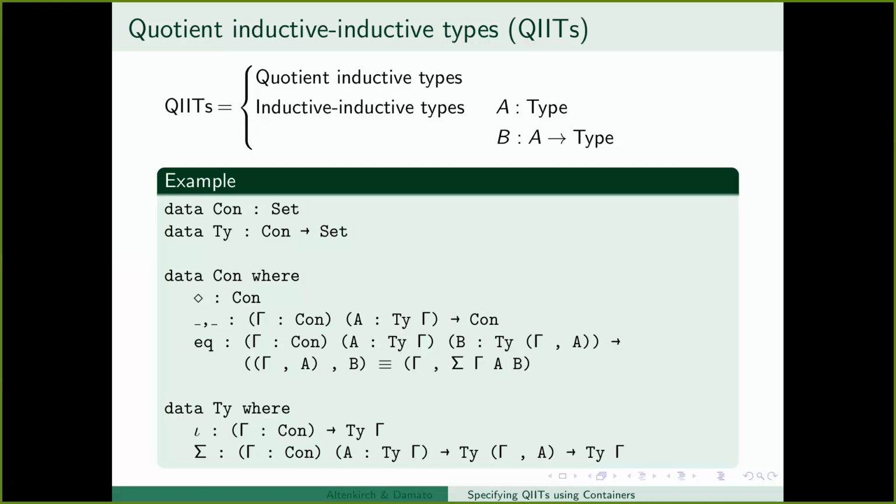So these are quotient inductive types, and what we'd like to do is to have a theoretical understanding in a similar way that we have for other classes of inductive types. We see this as a starting point towards the syntax and semantics of higher inductive types, but they're also interesting in their own right. There's a lot of interesting examples of QIITs.